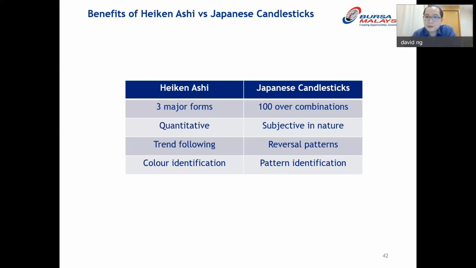I think these are all self-explanatory. I think the major thing is that Japanese candlesticks have a lot of combinations, but Heiken Ashi has just three major forms, and you just need to understand these three major forms. That's sufficient for you to be able to identify trend in the market.